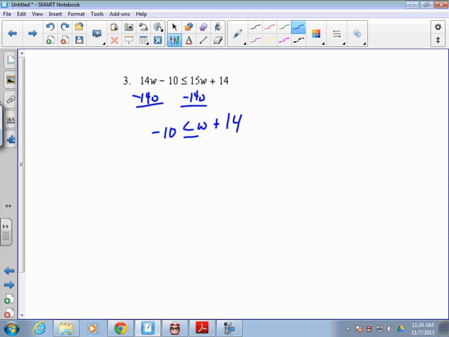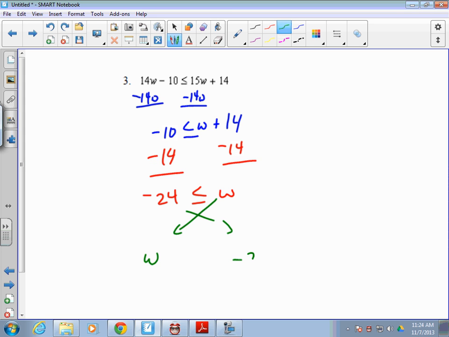You have plus 14, so undo that by subtracting it. Do the same thing here. You have negative 24 is less than or equal to w. If you wanted to rewrite that, you could. Just bring your w here and your negative 24 there. And make sure the point stays on the same side. It stays on the negative 24 side.